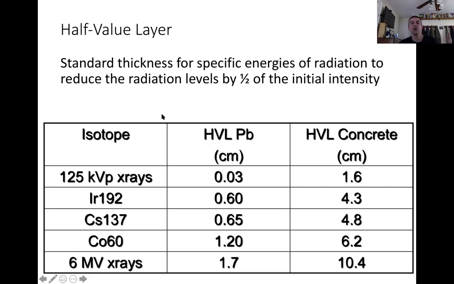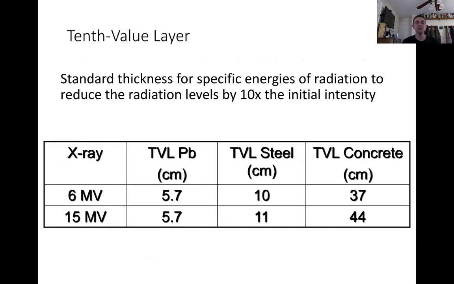Half value layers are the amount of material you need to reduce the intensity of radiation to half that level. Again, very similar to half-life, but you're going to have half value layers for different energies and different materials. So you need to know the energy and the material in order to get an accurate half value layer. Tenth value layer is similar. It's just instead of half the radiation level, it's the amount of material you need to attenuate to 10 times less radiation level.